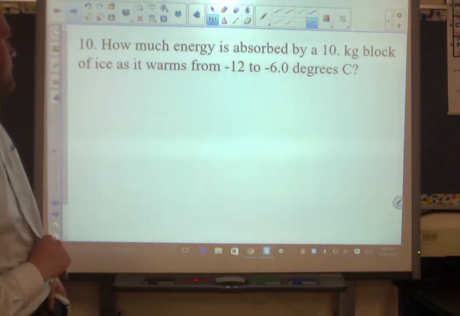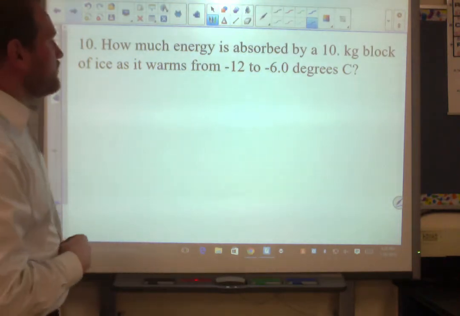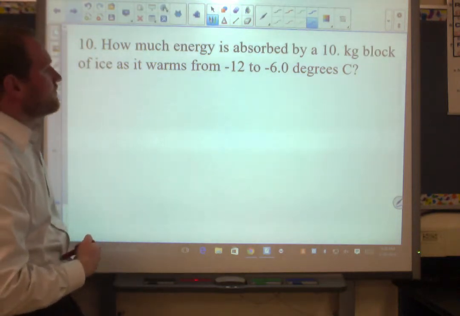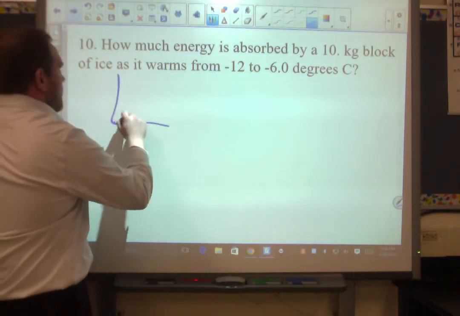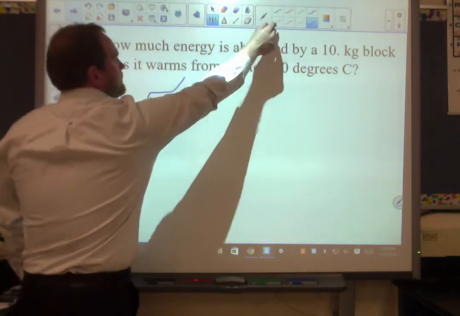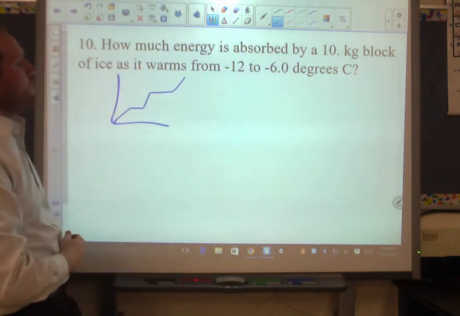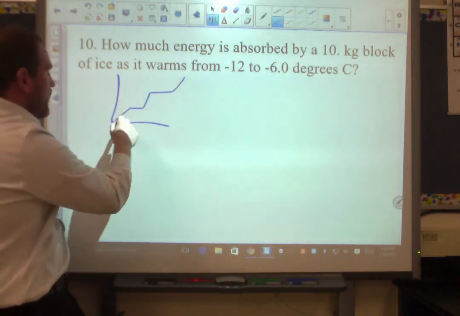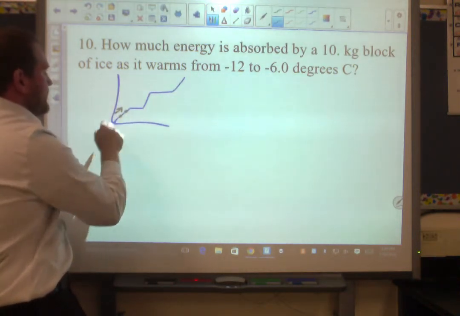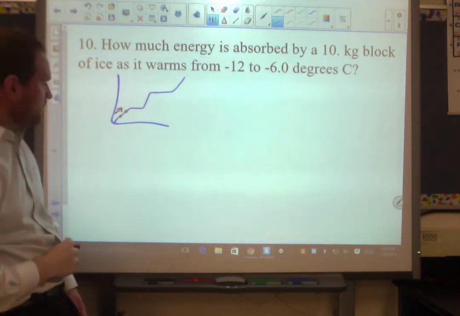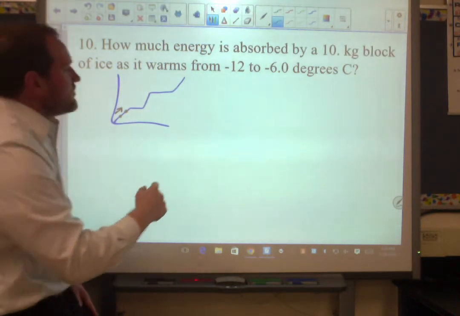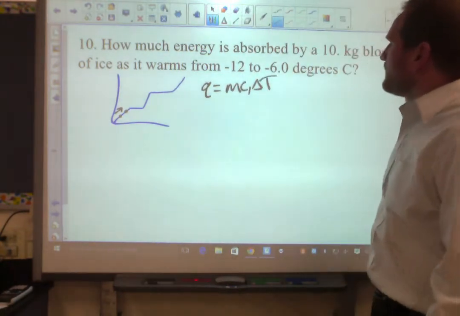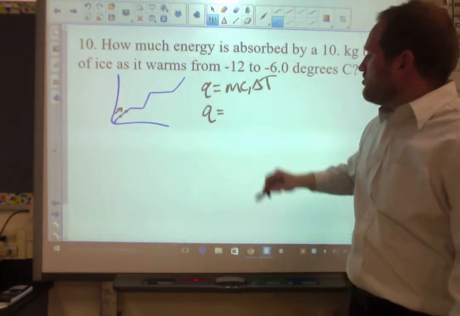Question 10. How much energy? So this is going to be a quantitative heat problem. How much energy is absorbed by a 10-kilogram block? All right. Up, flat, up, flat, up. So it's going from -12 to -6. So it's just going like that. It's a one-step problem. Okay, so the formula down there, Q equals mc delta T. We're looking for heat, so this should be pretty simple.